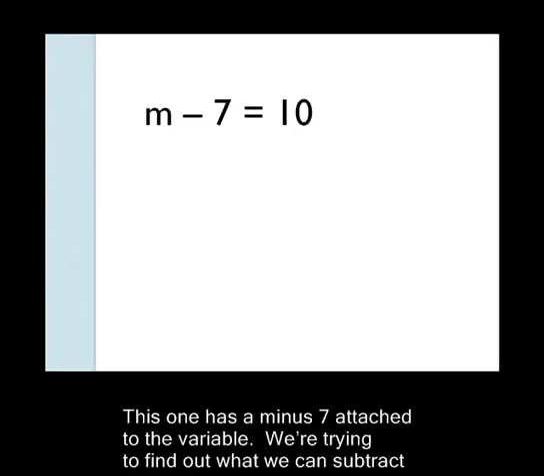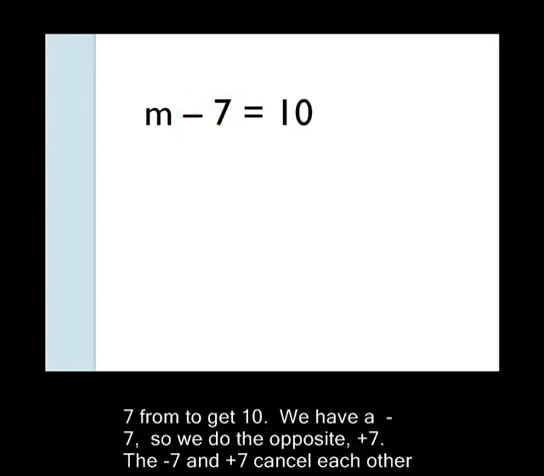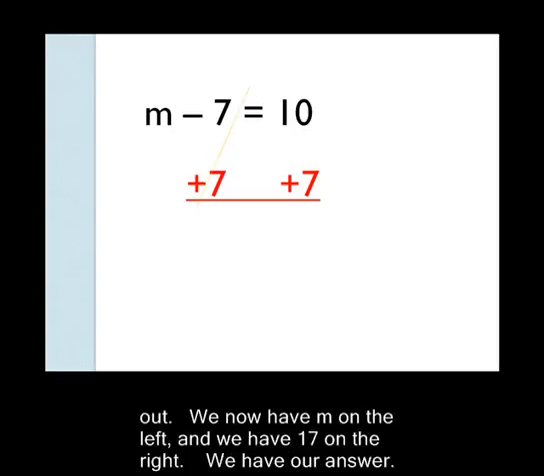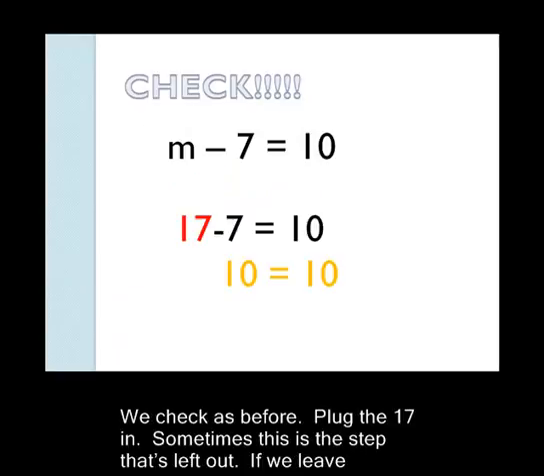This one has a minus 7 attached to the variable. We're trying to find out what we can subtract 7 from to get 10. We have a negative 7. So we do the opposite, which would be a plus 7. The negative 7 and the plus 7 cancel each other out. We now have m on the left and we have 17 on the right. We have our answer. We can also check this as before.